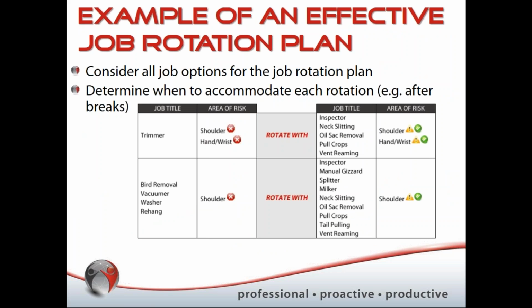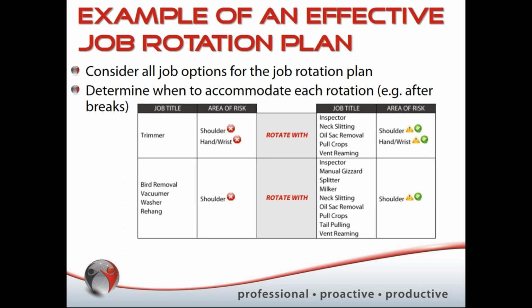So this is a poultry facility, so they had a position who was a trimmer, right? And ideally, these are some job tasks that they had high hand, wrist, and high shoulder activity. These are some job tasks that had low to moderate hand or wrist and shoulder activity. So these would have been good rotations, right? Trimmer could rotate with inspector, neck slitting, et cetera. These 4 jobs below had high risk for the shoulder. They could rotate with any of these positions as a logical next step.